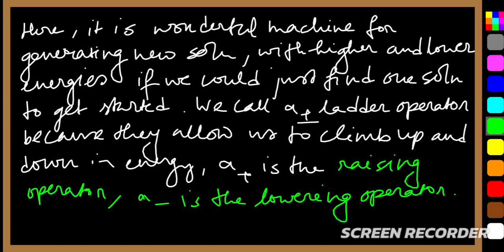So this is a mathematical procedure through which you get an idea of both higher energy and lower energy. One is H cap A plus psi, one is H cap A minus psi, one is the higher energy, one is the lower energy. You get both values. So we call A plus minus the ladder operator, because they allow us to climb up and down in energy.